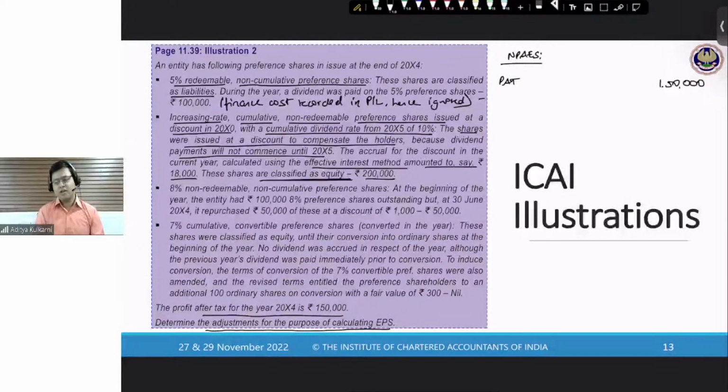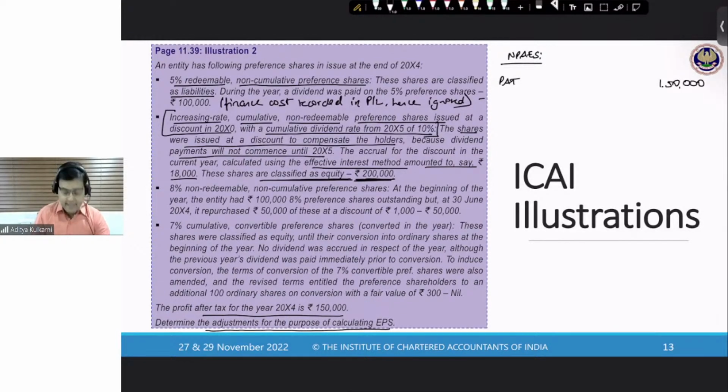But probably the wordings of the question are making you confused in that some are saying 18,000, some are saying 200,000. So what do I interpret? Well, the increasing rate preference shares have a value of 2 lakhs. So 2 lakhs is the value of equity shares, and therefore 2 lakhs will not be deducted. This is the preference share capital.